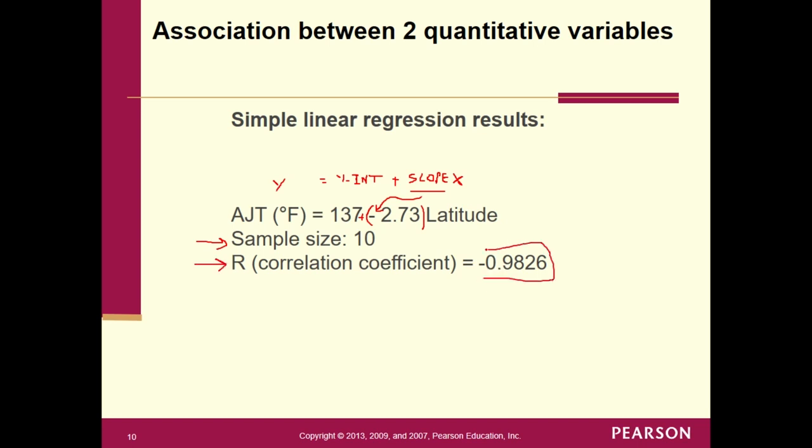It turned out to be a negative 0.9826. What do you think about that? Well, let's see. Certainly we have a negative relationship. Remember, the slope and the correlation coefficient should have the same sign. They do. Notice they're different numbers. And this is telling us that we have a very strong negative relationship. All right, so that's telling us our model's really, really good.